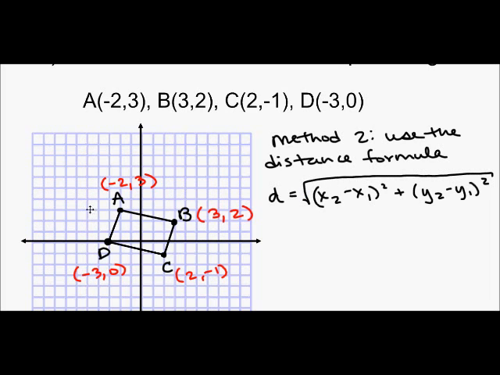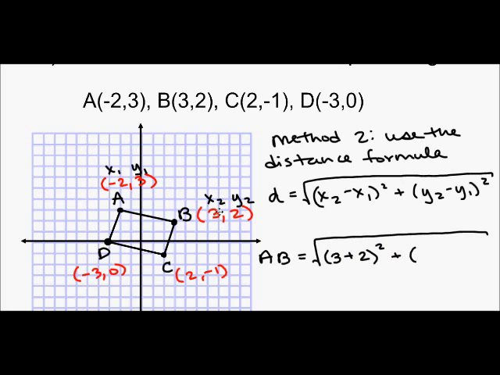Okay. So I'm going to start off like before. I'm going to find the length of AB. And I'm going to label x1, y1, x2, y2. So what I'm putting under my radical is 3 minus negative 2, so plus 2, squared, plus y2 is 2 minus y1, 3, squared.